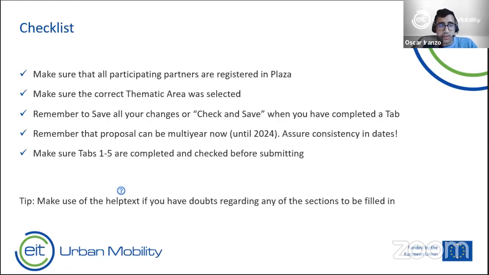Make sure, in the end, that tabs 1 to 5 are completed and checked before submitting, because otherwise the system will not allow you to submit the proposal. And just a final tip, always make use of the help text in case of any doubts regarding any of the text boxes that are required to be filled in. And you can always find the help text with this question mark icon.